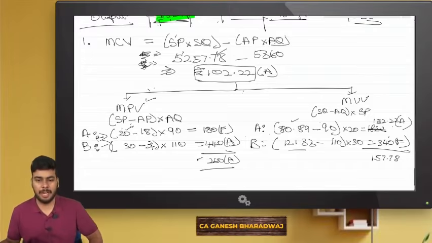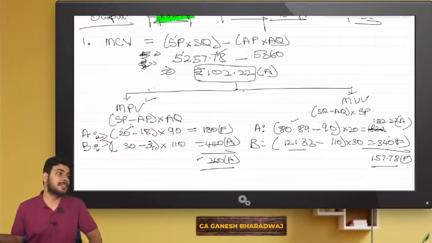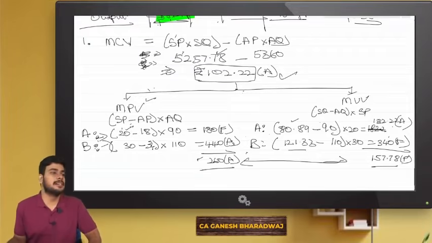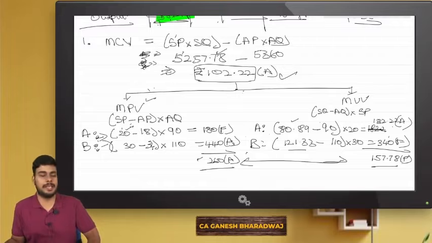157.78. Favorable or adverse? Favorable, correct? Now immediately check. You don't have this luxury in all the chapters. This chapter you can check. If you add the two, you should get your total. Is it coming? Yes. So how will you do this? 260 minus 157.78. Net off you are getting 102.22.